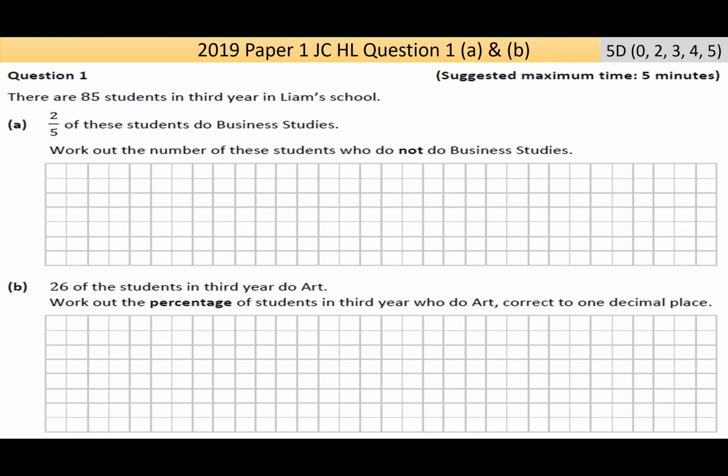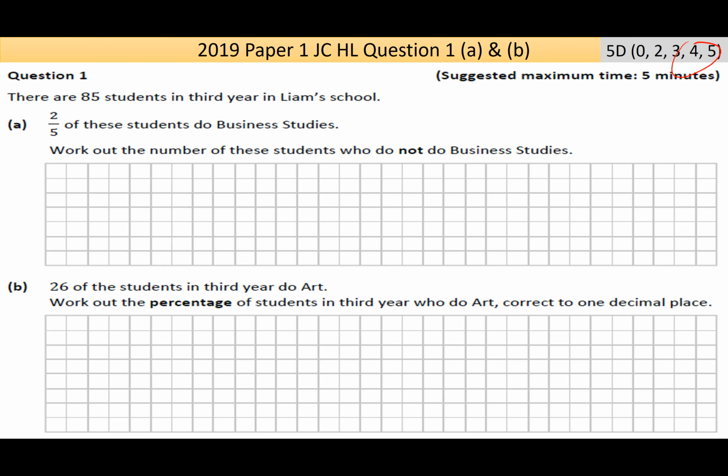So, assuming you're back, question one here says there are 85 students in third year in Lean School. Parts A and B here are combined, so there's 5 marks overall. Usually, if you get one part fully right, you get the 4, and if you get two parts right, you obviously get the 5. Now, 2/5 of these students do business studies. Work out the number of students who do not do business studies.